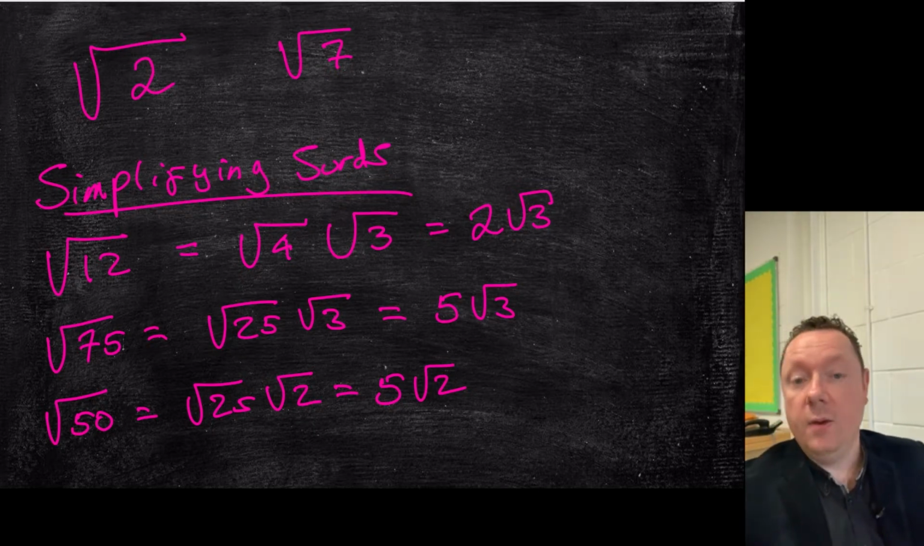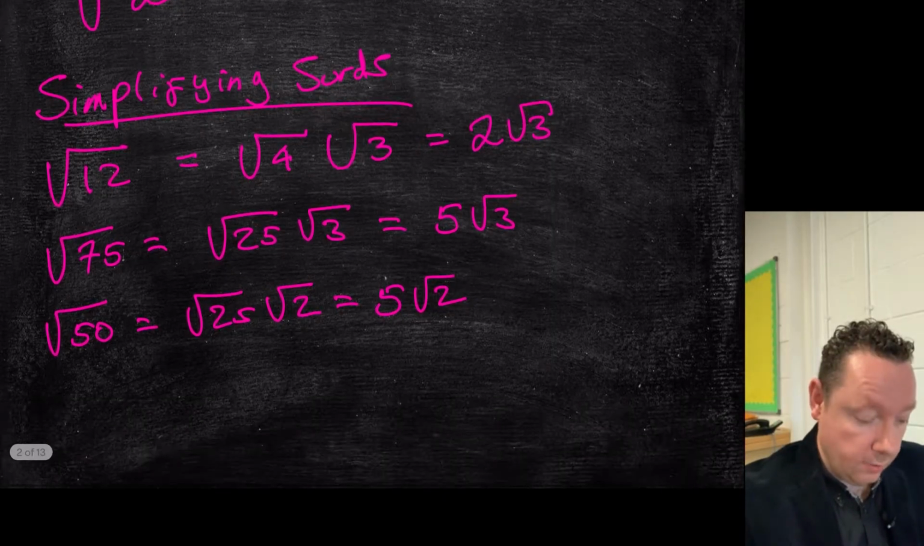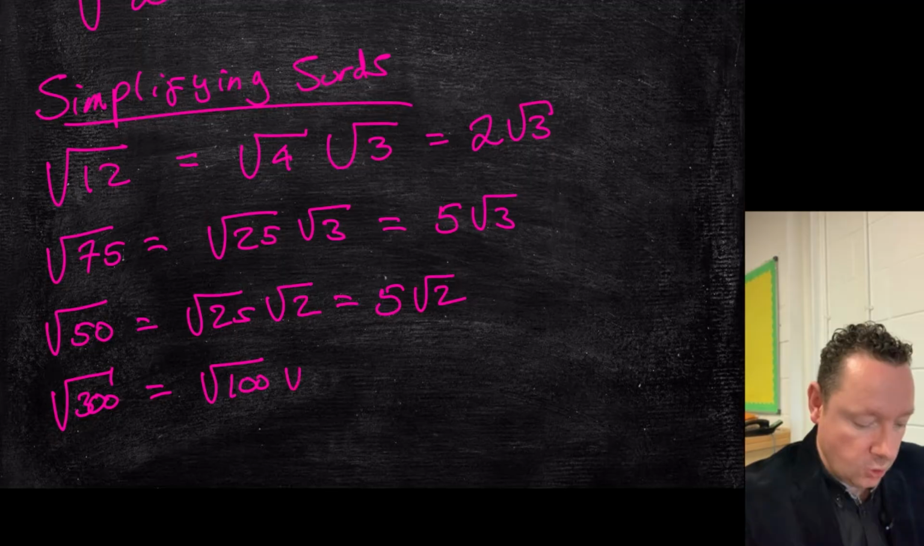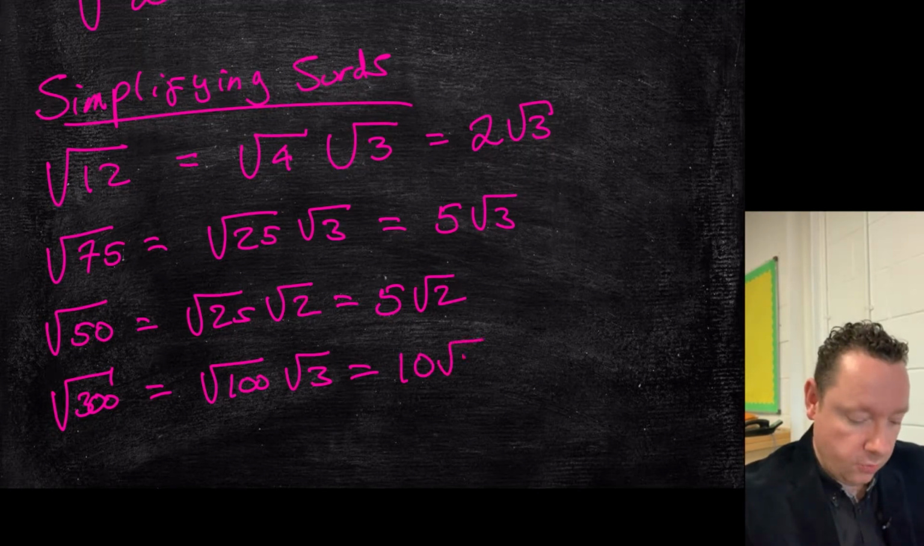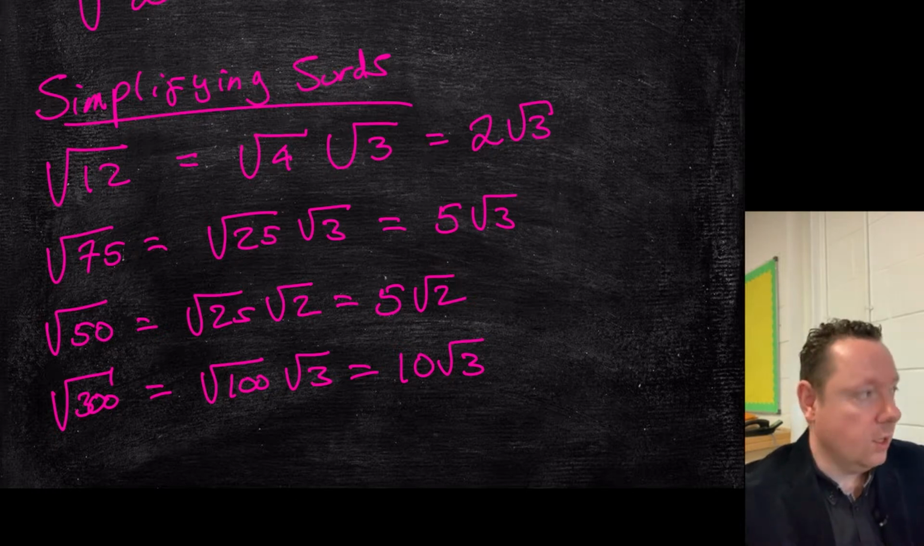And you could have numbers that are much bigger than this. So we could have the square root of something like 300. That would be the square root of 100 times the square root of 3. Square root of 100 is 10, so we get 10 root 3. Just remember when you're simplifying surds, you're looking for the biggest square number that goes in. Sometimes more than one will go in, so you need to try and find the biggest, if you can simplify more than once.